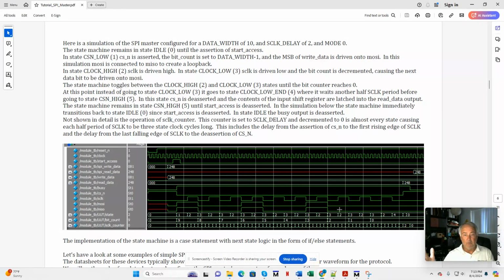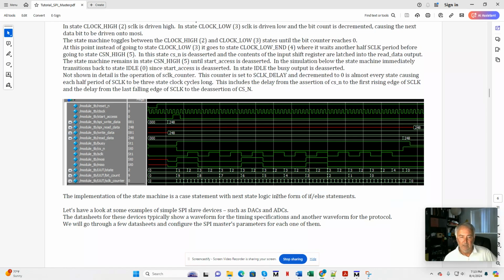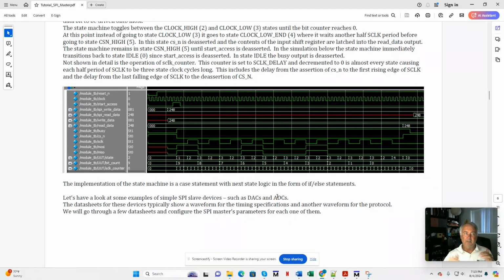And this works for, in my opinion, the majority of these simple SPI devices. So let's have a look at some of these devices. I'm not going to show you the whole data sheet. We'll just get lost that way. But they typically have a waveform that shows the timing of the SPI interface, as well as a second waveform that shows the protocol, shows the locations of the various control and data bits within the number of bits that are being shifted in.